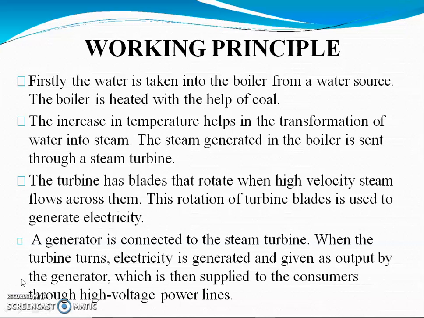In the working principle, firstly, the water is taken into the boiler from a water source. The boiler is heated with the help of coal. The increase in temperature helps in the transformation of water into steam. The steam generated in the boiler is sent through a steam turbine. The turbine has blades that rotate when high velocity steam flows across them. This rotation of turbine blades is used to generate electricity. A generator is connected to the steam turbine. When the turbine turns, electricity is generated and given as output by the generator, which is then supplied to the consumers through high voltage power lines.